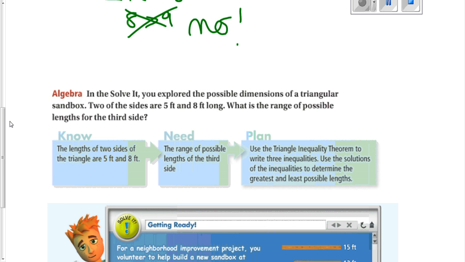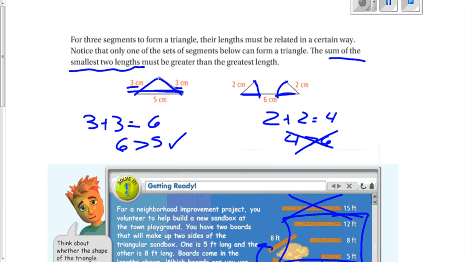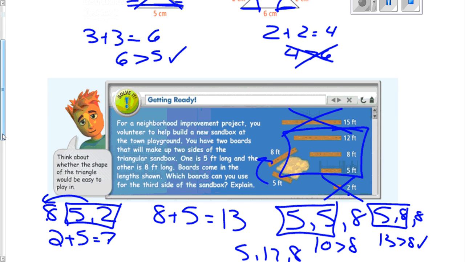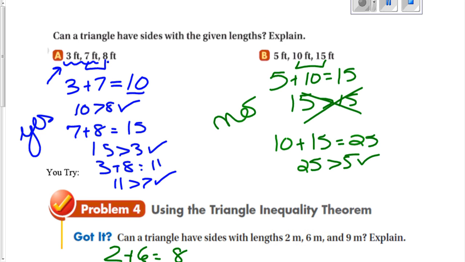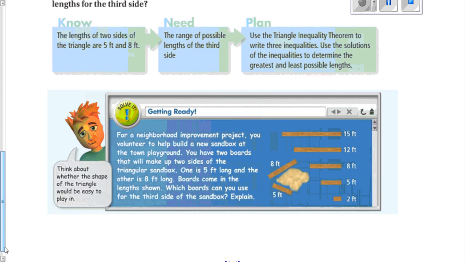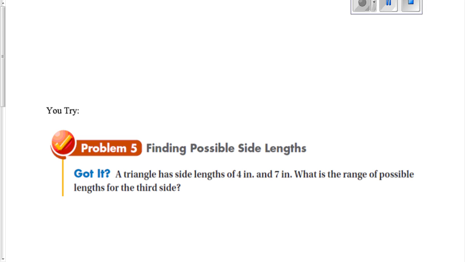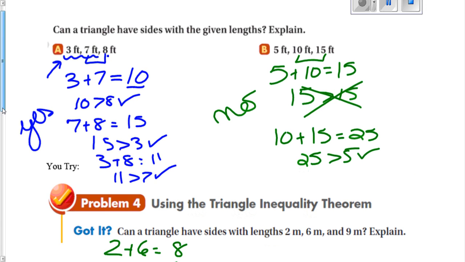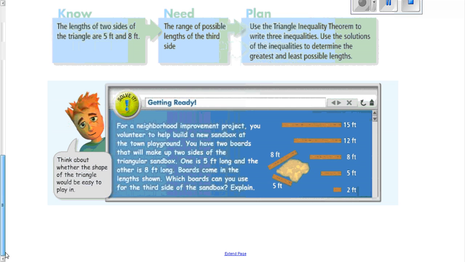Because if you remember back to the other problem, we had multiple possible solutions. We said 12, 8, 5, okay? So really what we can do is find a range of numbers that will work. So I'm going to show you how.